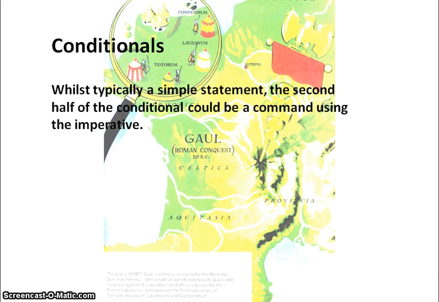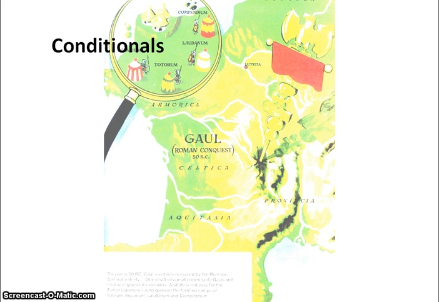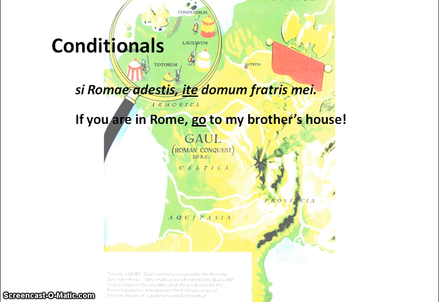Now, whilst typically a simple statement that uses the indicative, the second half of the conditional can actually also be a command, which is obviously going to use the imperative. But it's not really going to change how we want to translate any other part of the conditional. So again, if we have a look at an example, si Romae adestis, ite, which is our imperative, domum fratris mei. So if you are in Rome, literally if you are present in Rome, go to my brother's house. So we can see there that it doesn't really change anything, it's just that the second half now is a direct command using the imperative rather than the indicative.